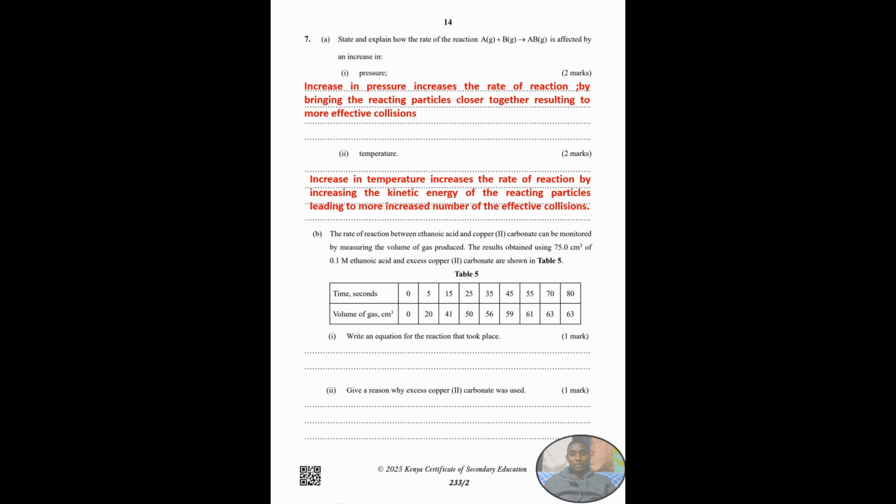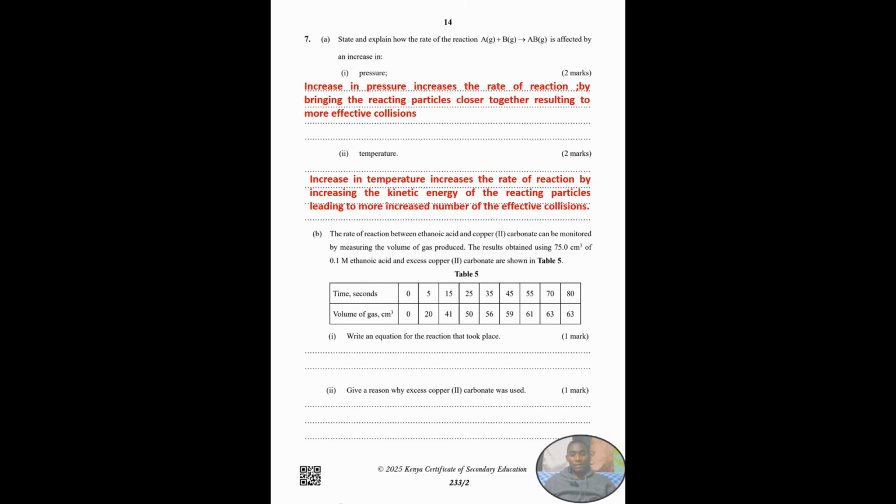The results obtained using 75.0 cubic centimeters of 0.1 molar ethanoic acid and excess copper 2 carbonate are shown in table 5. We can have a look at our table 5. In this case, our table 5 has two rows. We have time given in seconds, and we have the volume of the gas given in cubic centimeters.